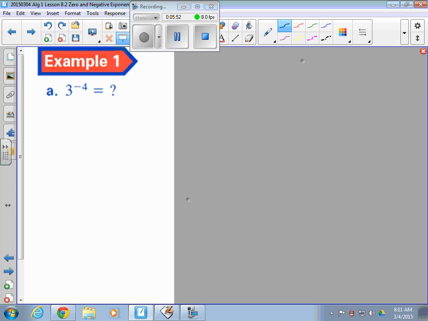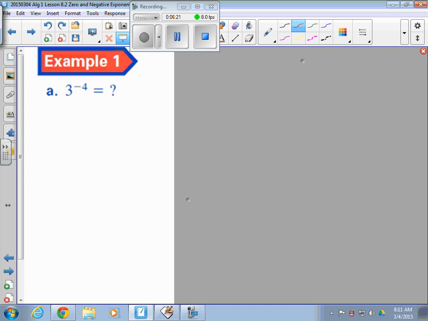Okay, on the back, here's some problems you can do really quick. 3 to the -4th power. Take 20 seconds. Okay, we got 3 to the -4th.